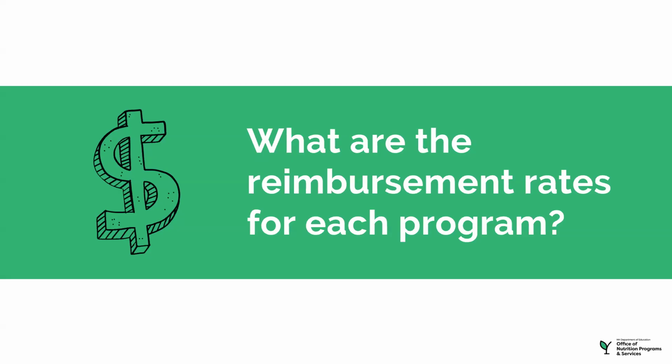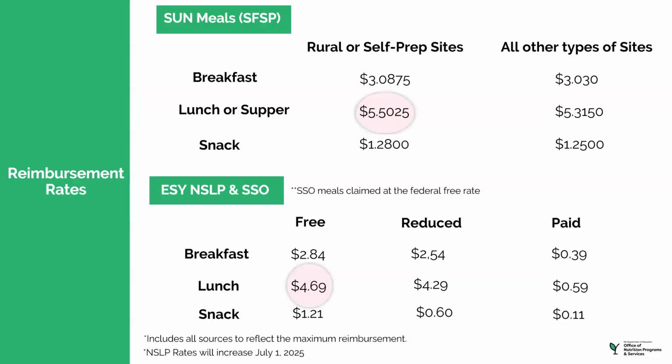So now we can get into whether there is any difference in the reimbursement rates between the three programs that we've mentioned. Here you can see the reimbursement rates for SFSP versus SSO and ESY. The SSO meals would be claimed at the NSLP free rate. I circled the free SFSP lunch rate and the NSLP free lunch rate just so you can see the difference. It's almost a whole $1, so it's a pretty big difference when it will add up.